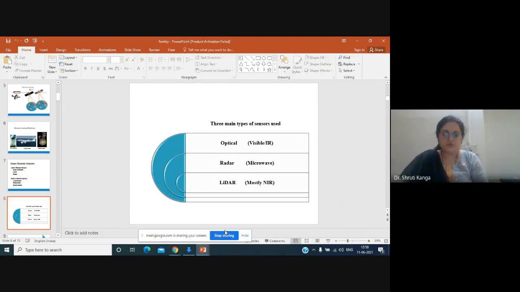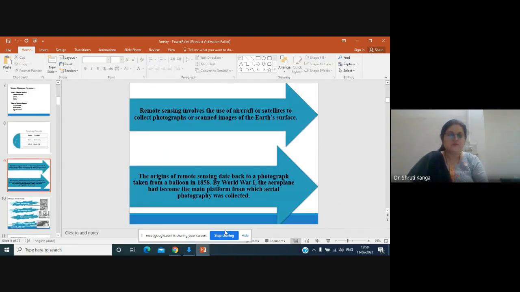Now there are three main types of sensor which are being used for these kinds of activities. One is optical, one is microwave, and one is near infrared. So optical sensors fall under the visible range or infrared range. The lidar and the radar are microwave sensors. So these are the main sensors which are being used.